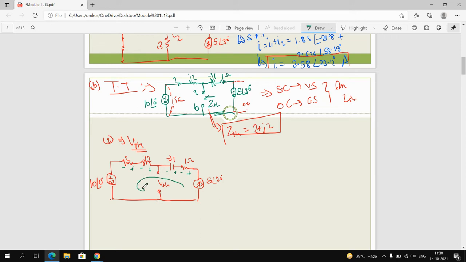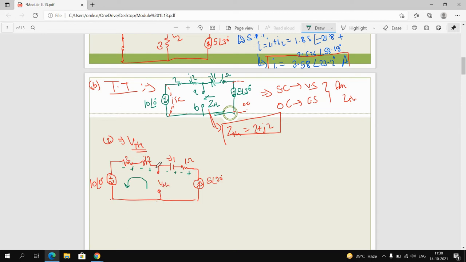So apply KVL here. You know the direction of this current source, so don't apply KVL in the whole circuit. You need to calculate only this VTH, right? So use KVL only in this circuit, because the voltage drop across this current source you don't know. So when you apply KVL from this circuit, you are not able to find VTH. But when you apply KVL from this side, see, all quantities are known.